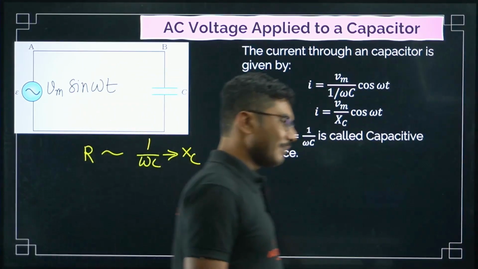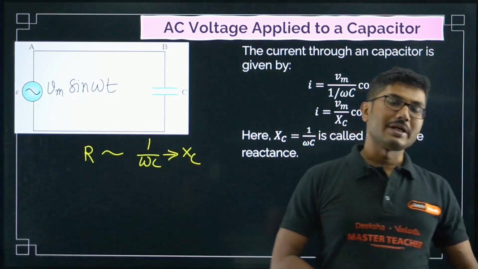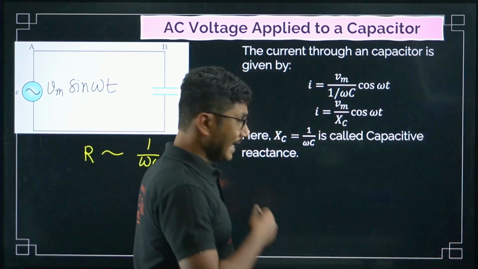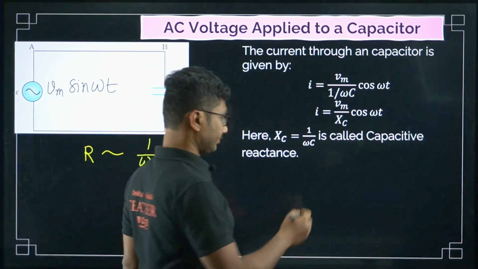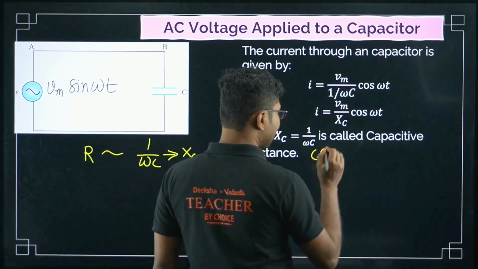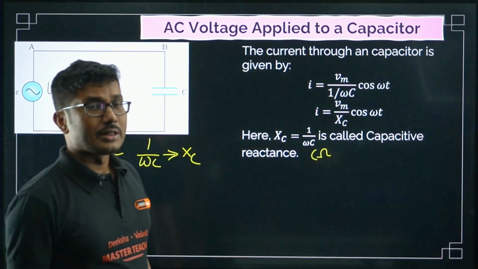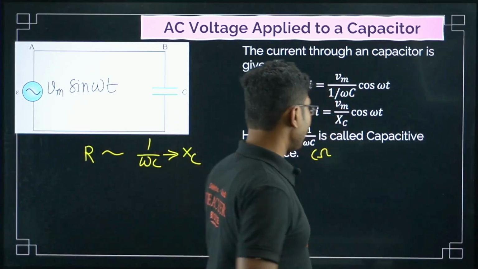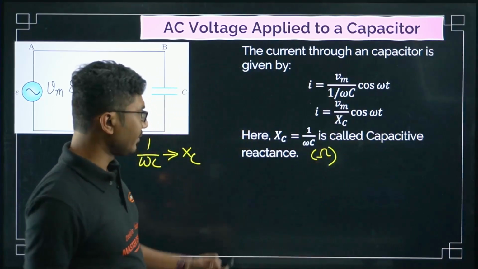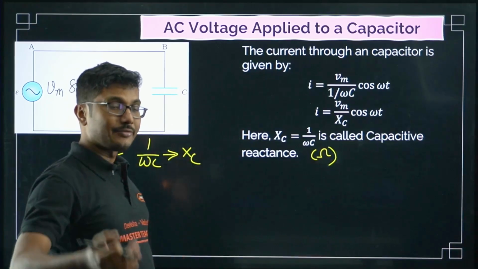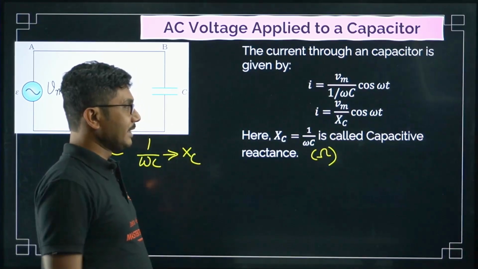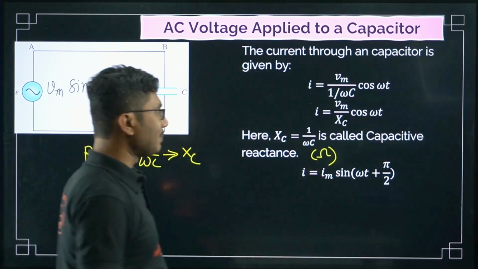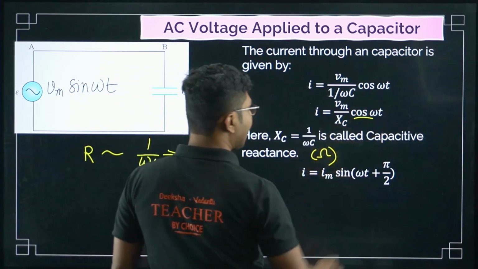The name is similar to that of resistance, but instead of calling it resistance, we call it inductive reactance and capacitive reactance, and also remember that they have the same unit as resistance. Their unit is ohm only. In the previous case also the unit of inductive reactance is ohm. The unit is ohm for all three: resistance, capacitive reactance, inductive reactance. And you can write this as I equals Im sin omega t plus pi by 2.